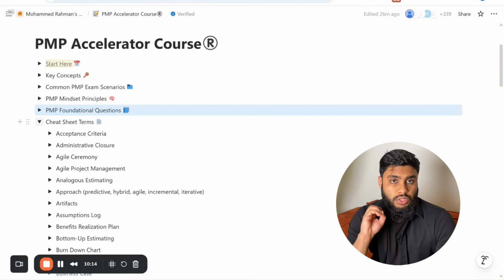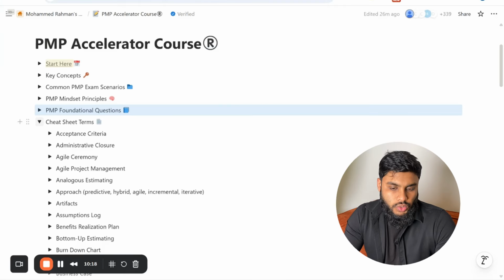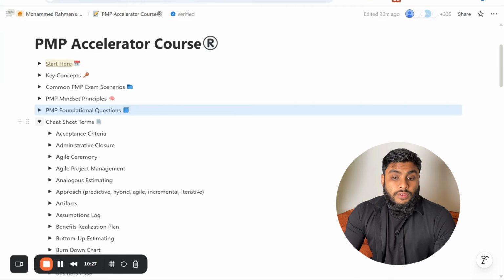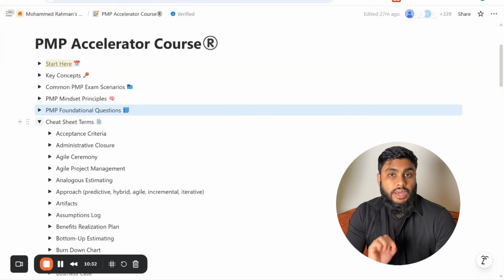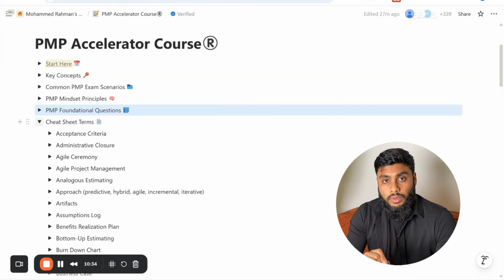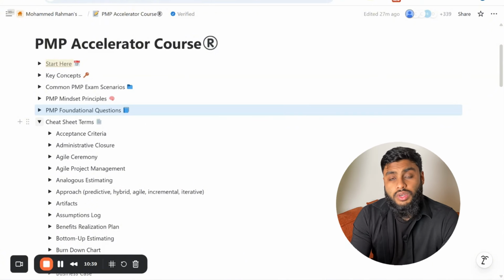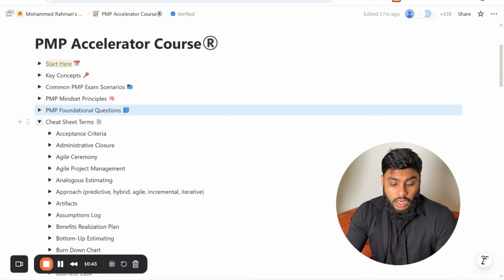As you are solving PMP questions, you're going to come across terms. They're going to start mentioning risk, issues, stakeholder engagement, agile, predictive, all the common ones, and then some acceptance criteria. Note these terms down in a separate notebook and understand them. If you're seeing these terms come up a lot on your practice questions, they are going to come up on your exam. This is how you build a cheat sheet term bank or a vocabulary list.